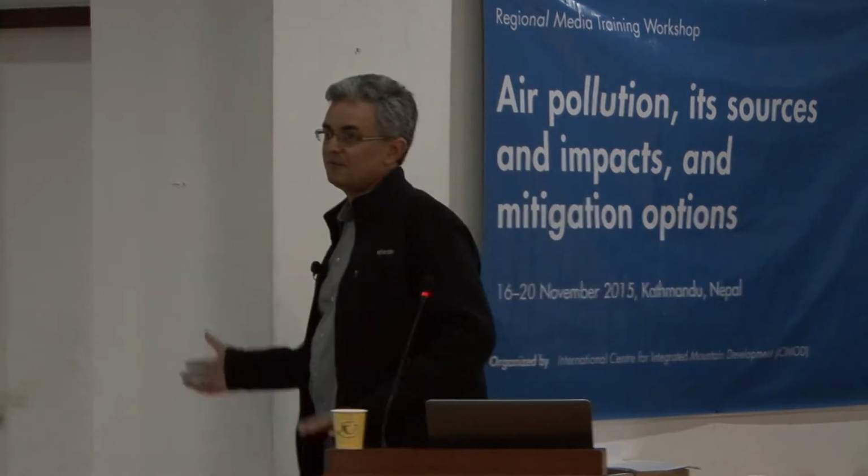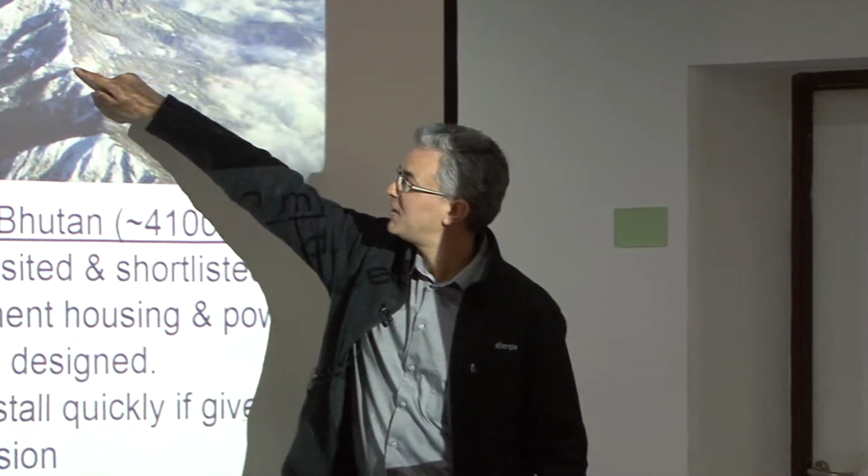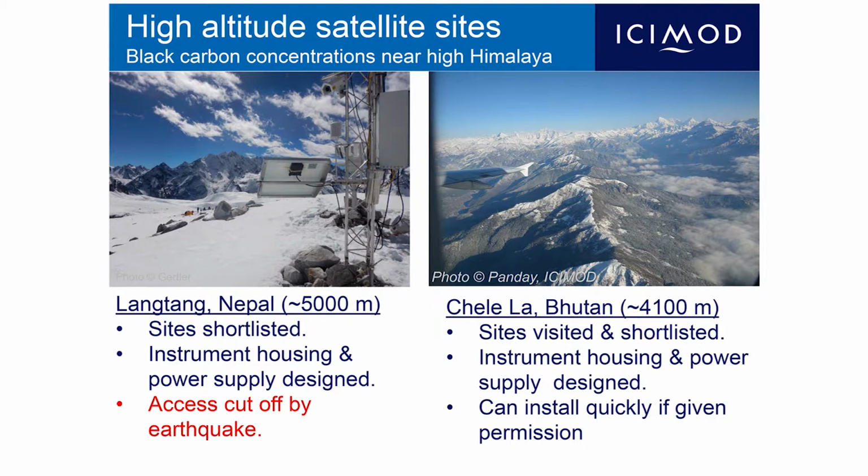In Chelela, we're waiting for final permission. This is probably the most accessible 4,000 meter site anywhere in the Himalaya. Paro Airport is just below, so it's an hour and a half drive from Paro to here and about a 45-minute walk. So you can have breakfast in Kathmandu and be at the site in 4,000 meters in Chelela by lunchtime.